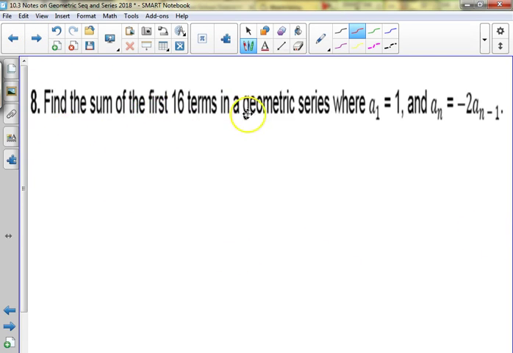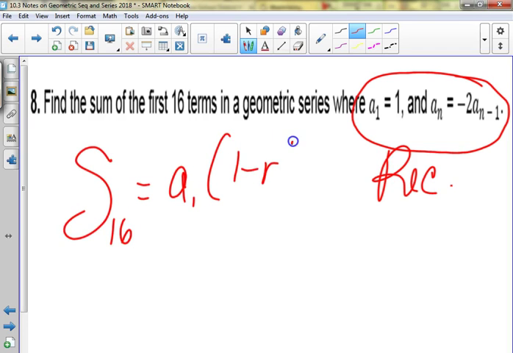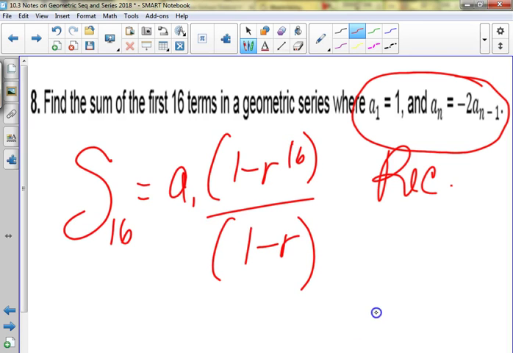Okay, find the sum of the first 16 terms. Okay, what form is this written in? Recursive, okay? So in order to do the sum of 16 terms, we need the first term and r, right? We need to do this, okay? The first term is 1. And what is r? -2. This is the one where everybody messes up.